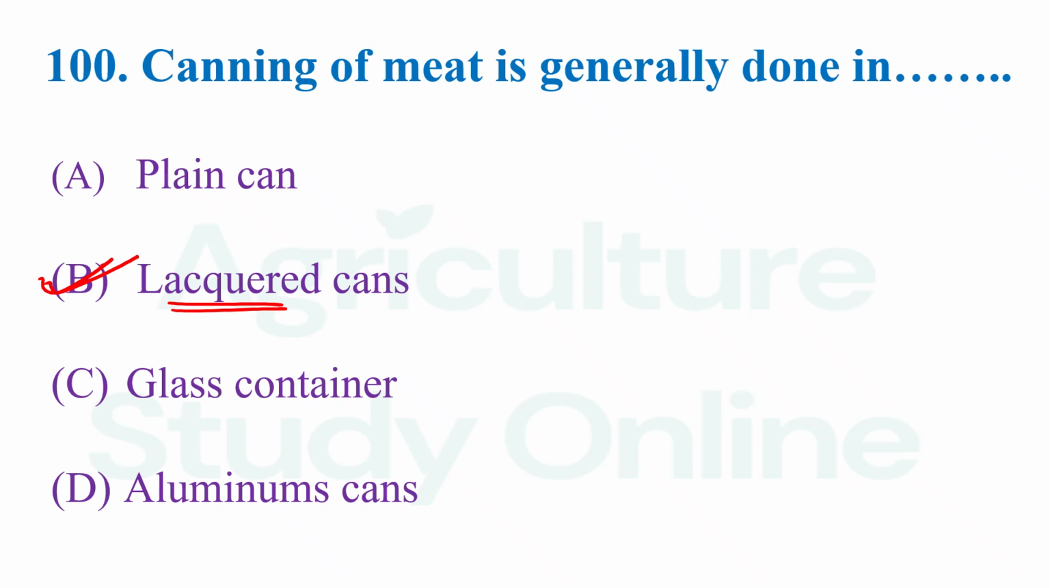Plain cans can be prone to corrosion. Glass containers are not usually used in meat canning. And aluminum cans are less common for meat sterilization. So correct option will be B, that is lacquered cans.